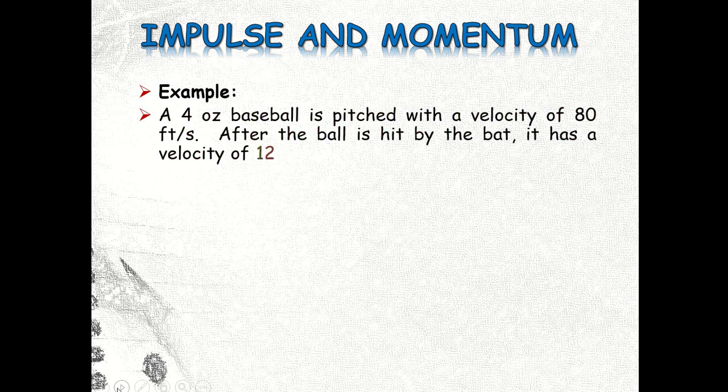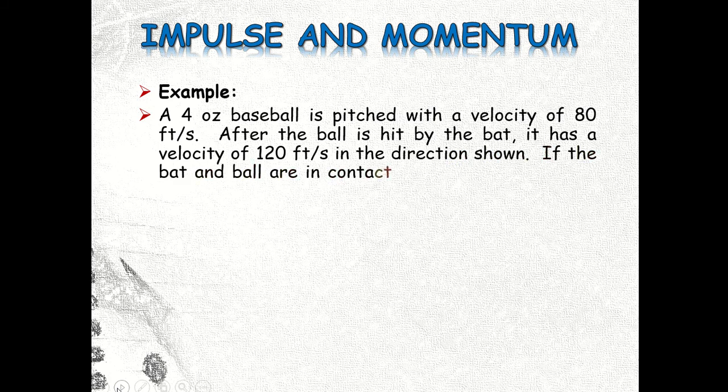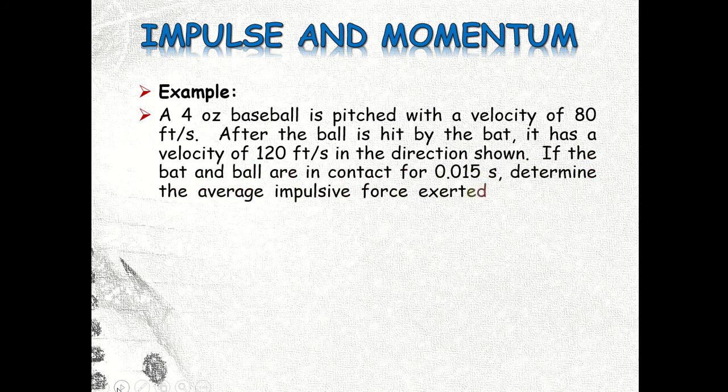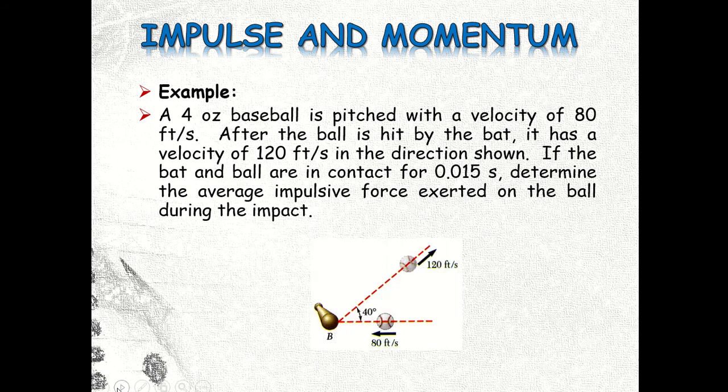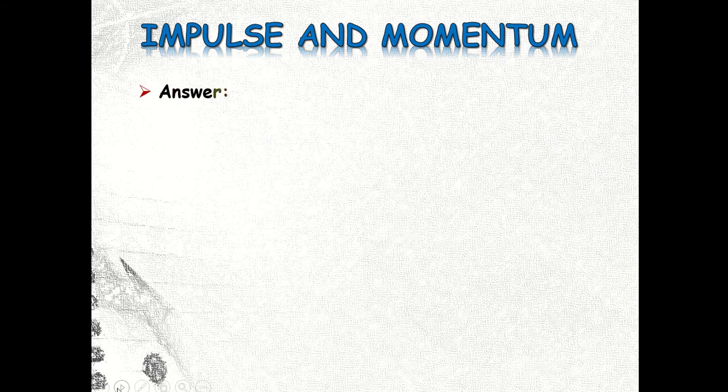A 4 ounce baseball is pitched with a velocity of 80 feet per second. After the ball is hit by the bat, it has a velocity of 120 feet per second in the direction shown below. If the bat and ball are in contact for 0.015 seconds, determine the average impulse force exerted on the ball during the impact. Okay, so here's the solution.